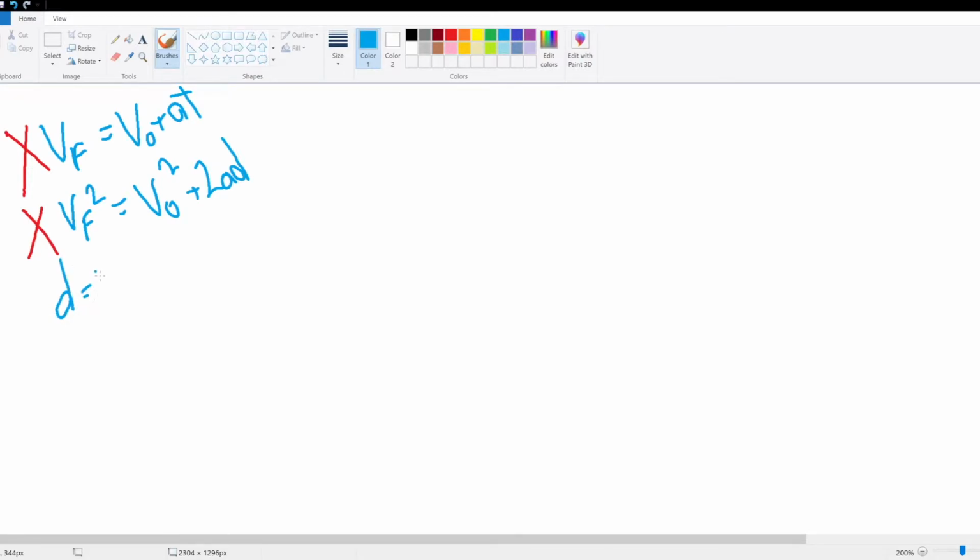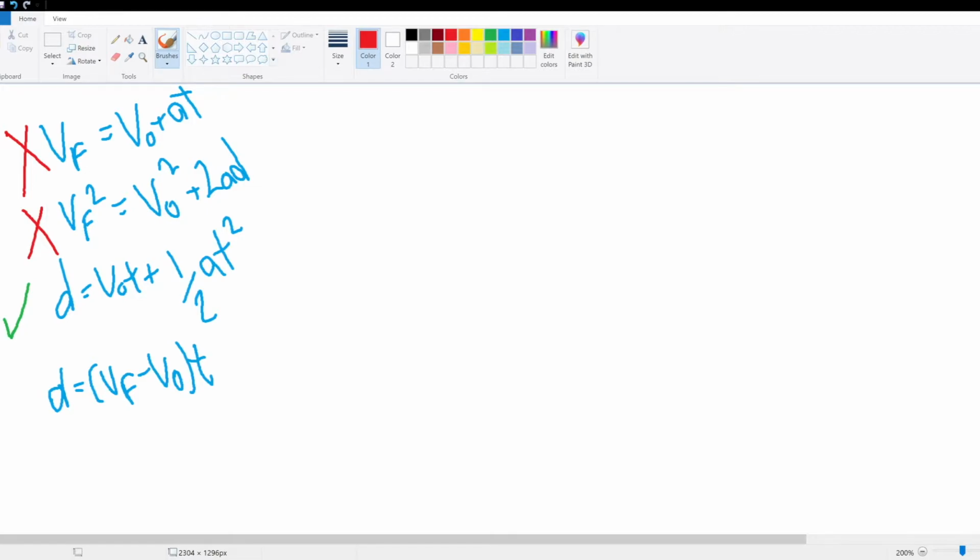D is equal to V initial t plus 1/2 AT squared. So far this formula does work, so I'll give it a check mark. Now let's see the next formula. The next formula is D is equal to V final minus V initial, and then all of that times T. Okay? And we immediately know that this doesn't work because we don't have V final. So we cross that out and we realize that this one is the formula that we're going to use.